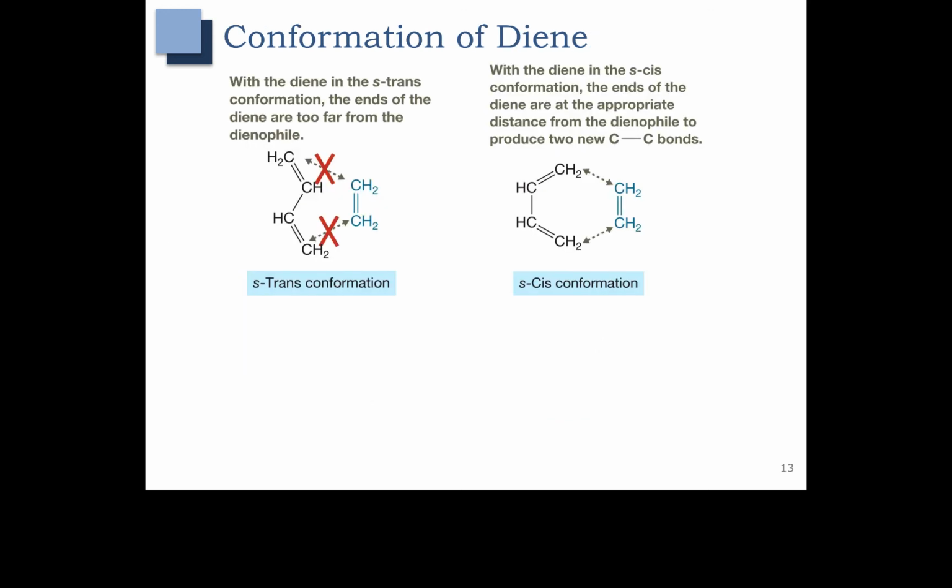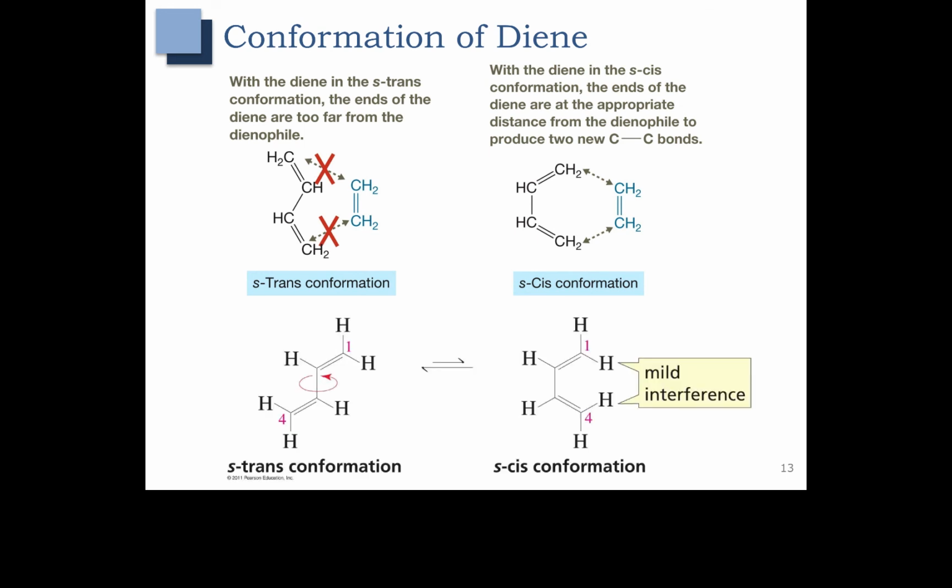Another thing that's important to the Diels-Alder reaction is the conformation of the diene. Notice that in the Diels-Alder reaction, you have to have the diene in this S-cis conformation in order for the reaction to occur. When the diene is in the S-trans conformation, you can see that the ends of the diene are too far away from the dienophile, so it has to be in the correct conformation. If it's in the S-trans conformation, and the S-trans conformation is going to be favored, it's going to do a rotation to get to the S-cis conformation.